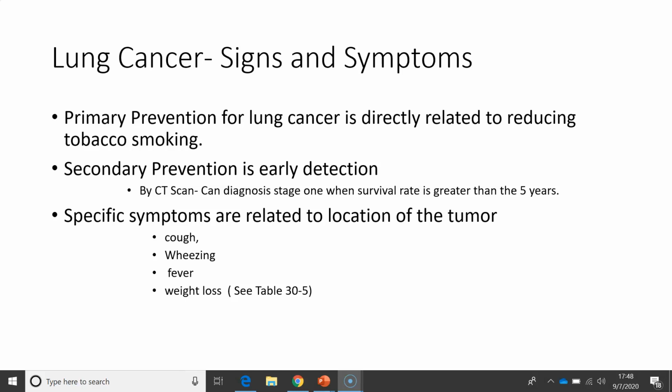Specific symptoms are related to the location of the tumor. Again, let's see table 30-5. They can have coughing. They can have wheezing. A lot of times they'll develop a fever and weight loss. But these are once the tumor is already presenting with symptoms; the patient's lung cancer has usually already metastasized.